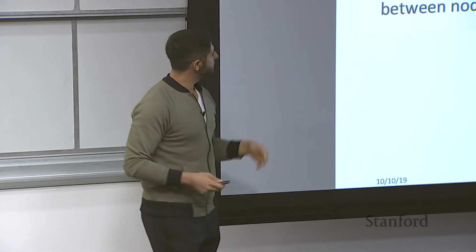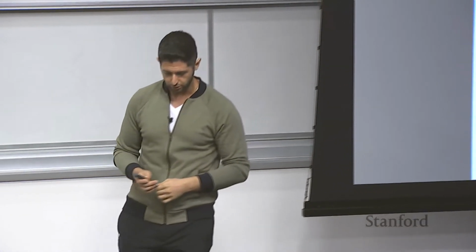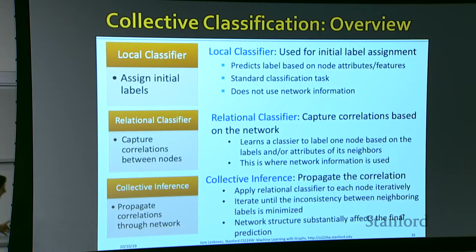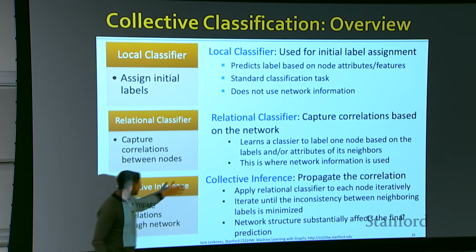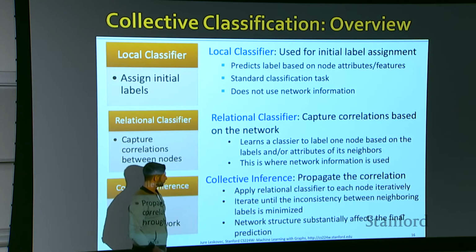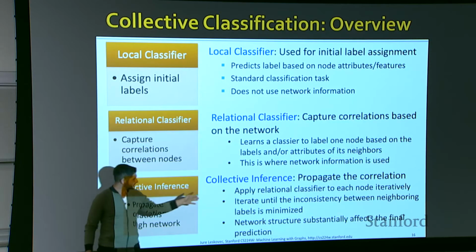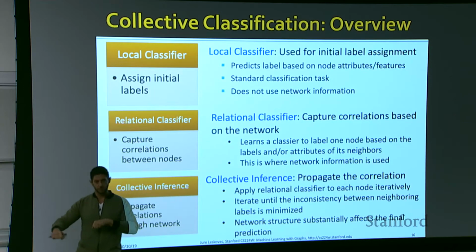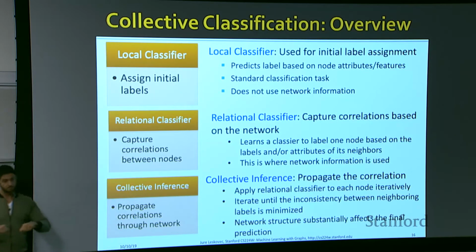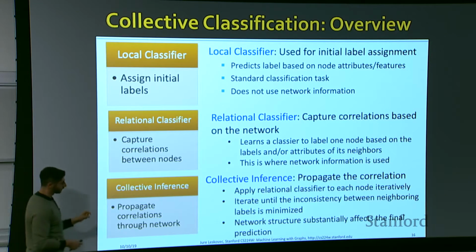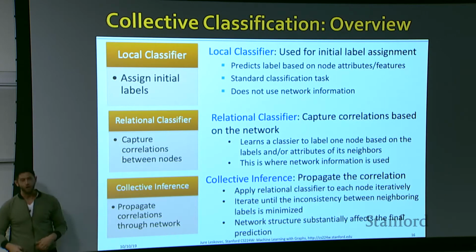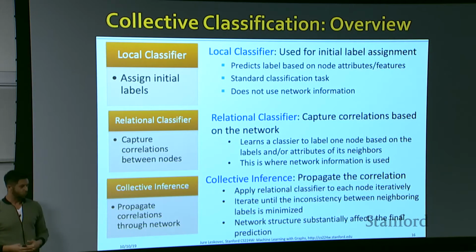Okay, so the second step is a relational classifier. That's where we bring in the network information. And then the last one is the propagation of our correlations through the network. The key here is that we're going to be iterating over multiple steps. We iterate until the inconsistency between the neighboring labels is minimized, because we're going to see these probability values fluctuating over the different iterations, and we're going to stop when these fluctuations are very small, okay? Or after a certain number of steps, when we don't have any more computational resources to use.